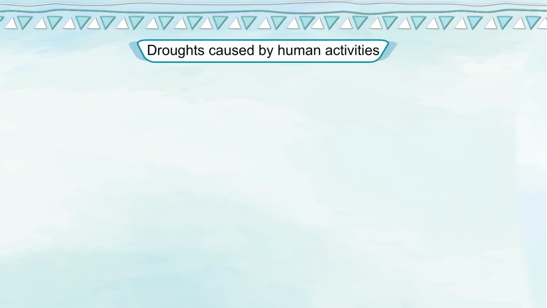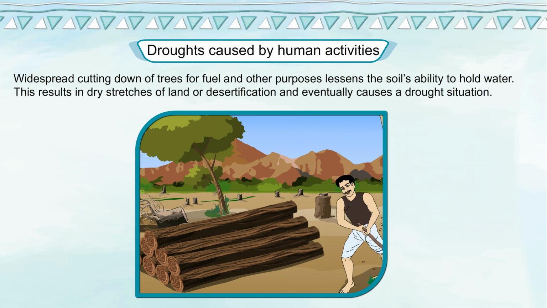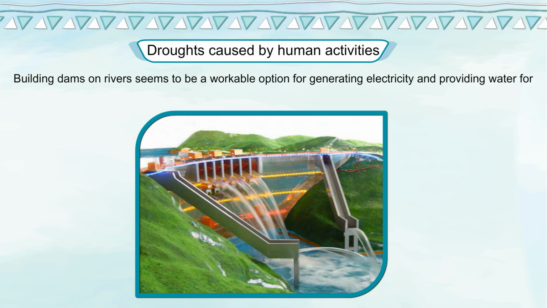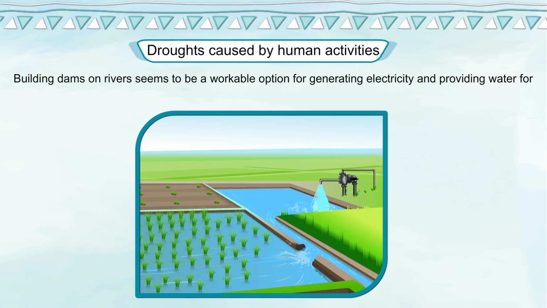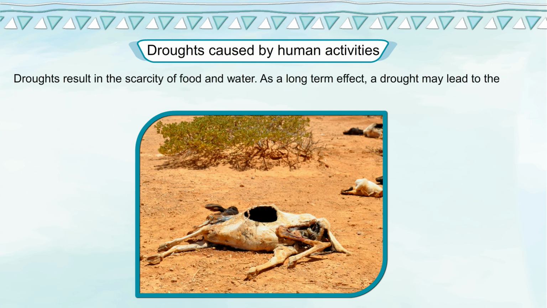Droughts caused by human activities. Widespread cutting down of trees for fuel and other purposes lessens the soil's ability to hold water. This results in dry stretches of land or desertification and eventually causes a drought situation. Building dams on rivers seems to be a workable option for generating electricity and providing water for irrigation to the nearby areas. However, it may trigger droughts downstream by immensely reducing the flow of water.